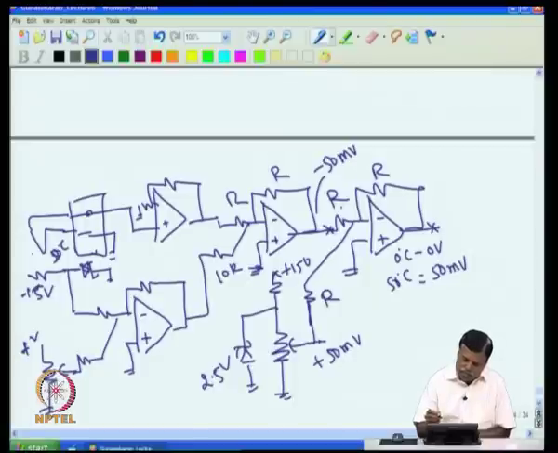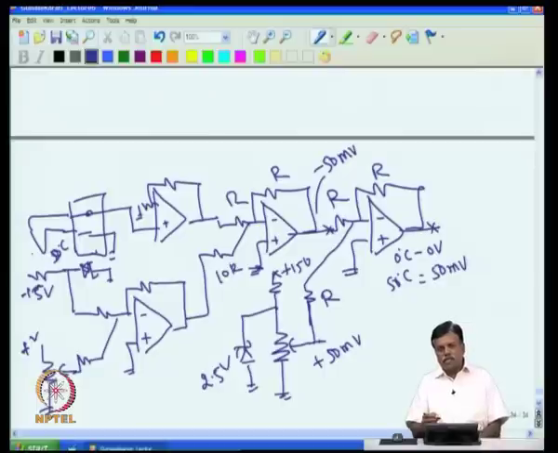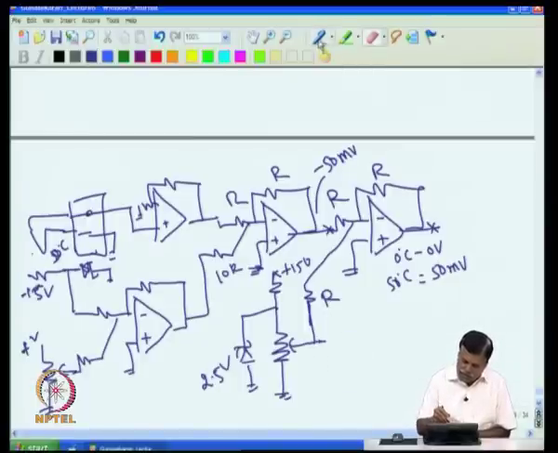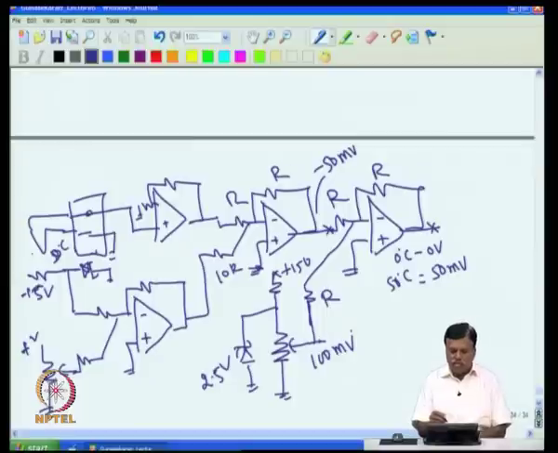Then if I want the temperature to be raised to 100 degree C, assume that I put this junction in an oven whose temperature is to be measured, and I want to take the oven to 100 degree C. If the oven is at 50 degree C, I know I will get minus 50. Then what I do is I will set this one to 100 millivolt. So, the oven is now at 50 degree C, so I will get minus 50, this is 100.